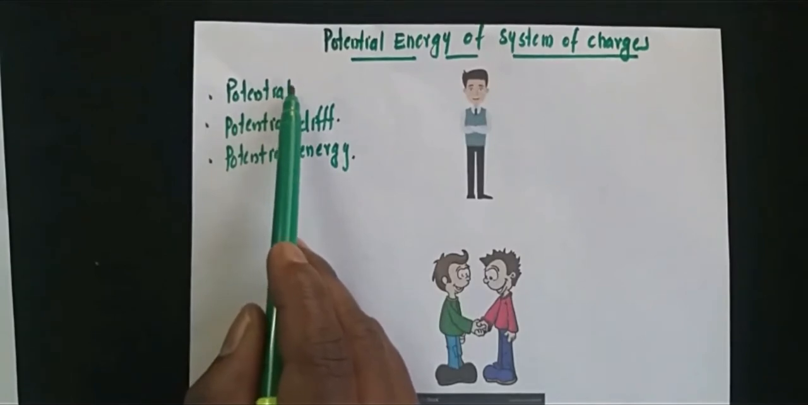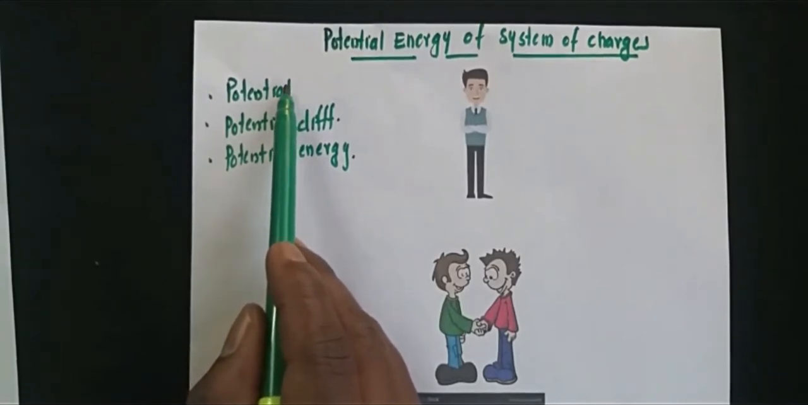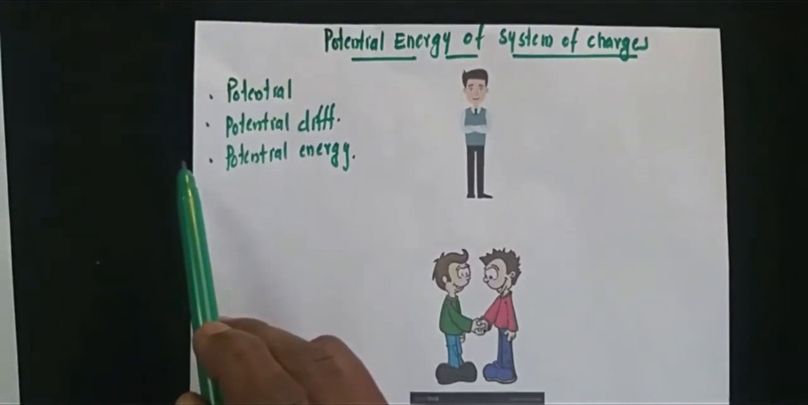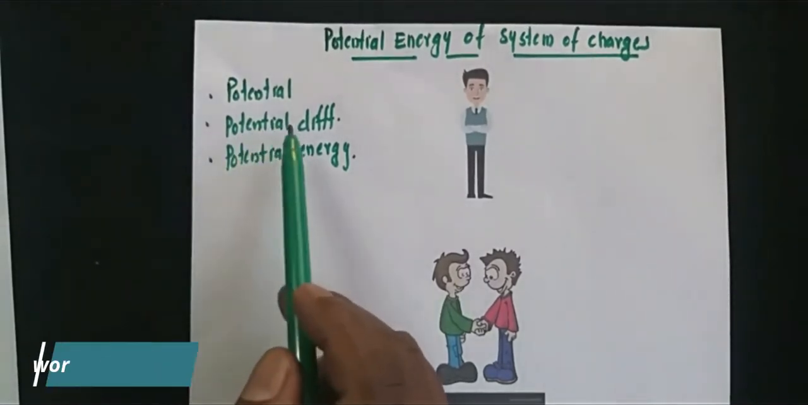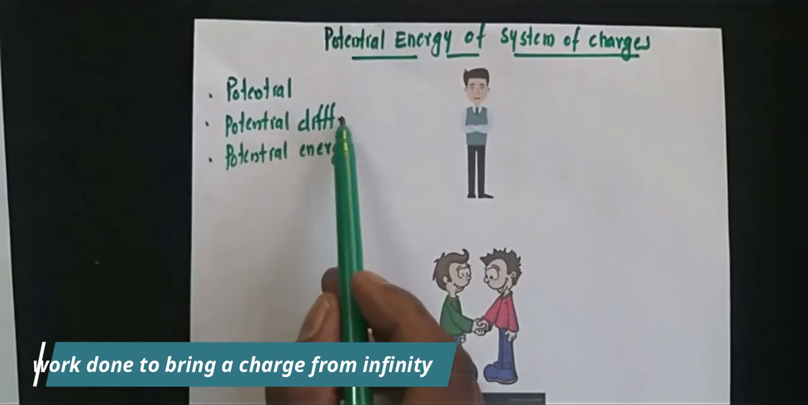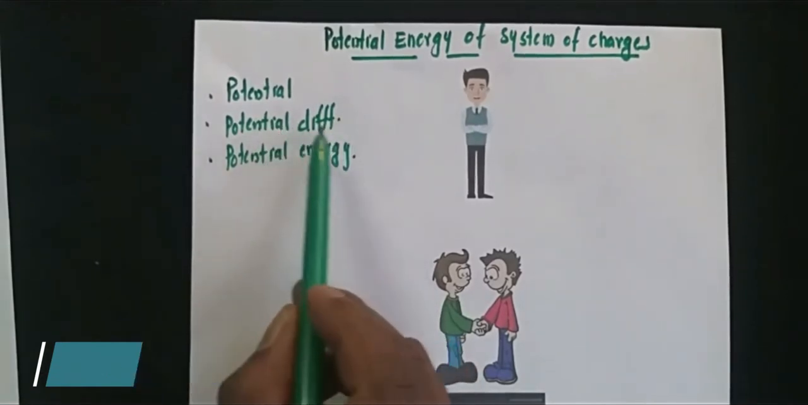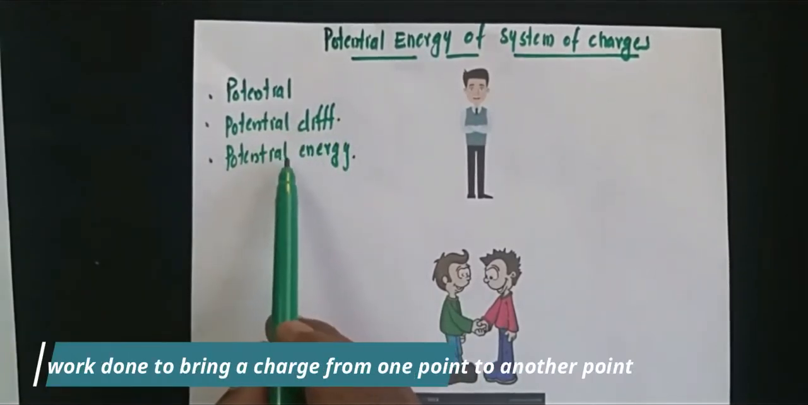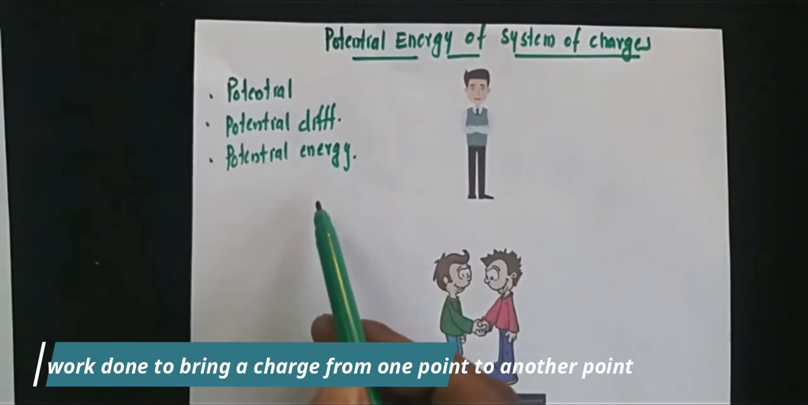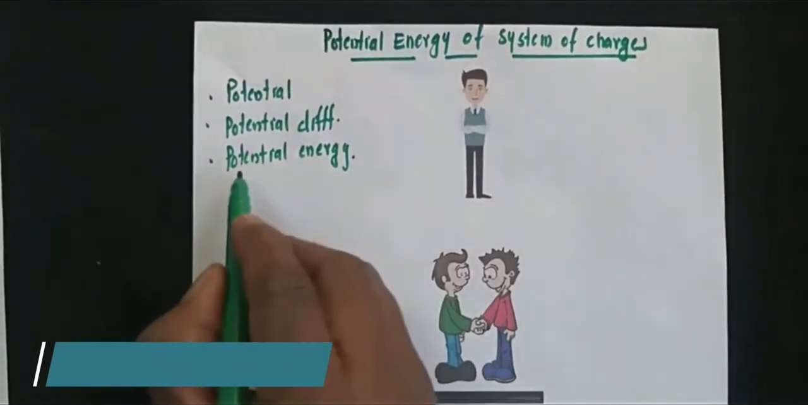Very simply, I will tell you, potential is the energy required or the work needed to be done to bring a positive charge from infinity to a particular point, and potential difference is the energy required or work done to bring a positive charge from one point to another point.